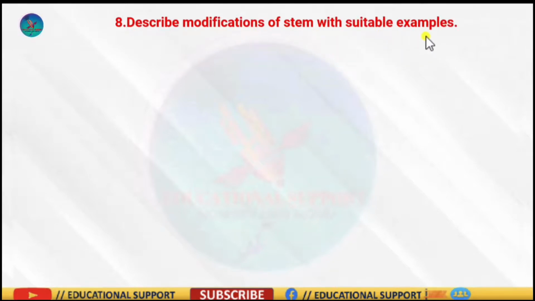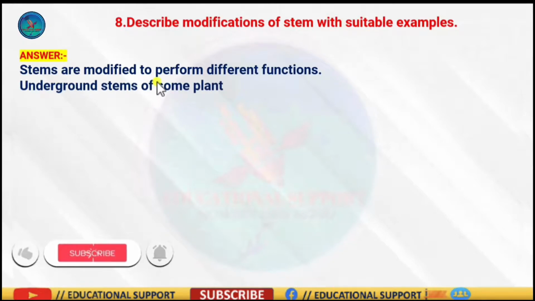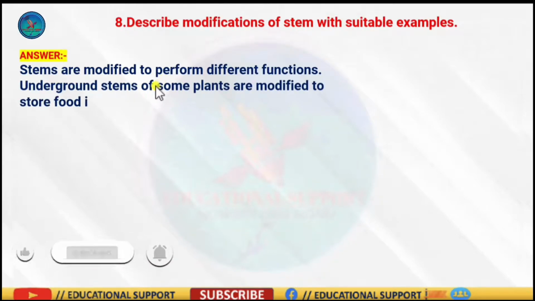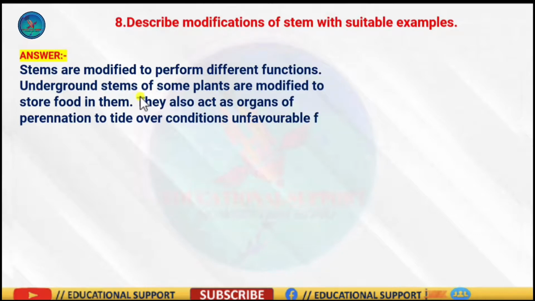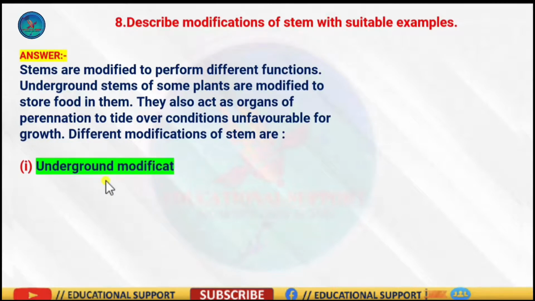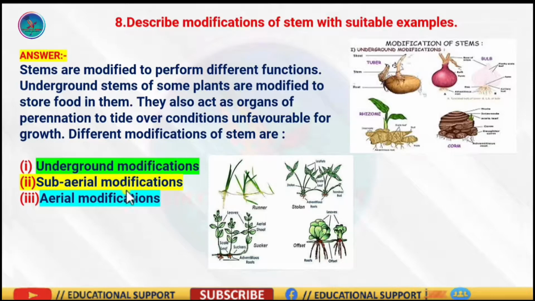Question number 8 is, describe modifications of stem with suitable examples. So you know that the stem is the plant axis. It conducts basically water, minerals and food to other parts of the plant body through various systems. Based on the type of modifications, stem modifications can be classified into underground modifications, subaerial modifications and aerial modifications.